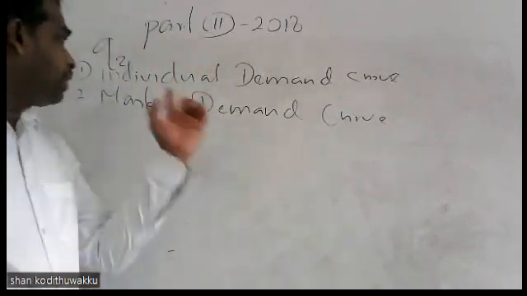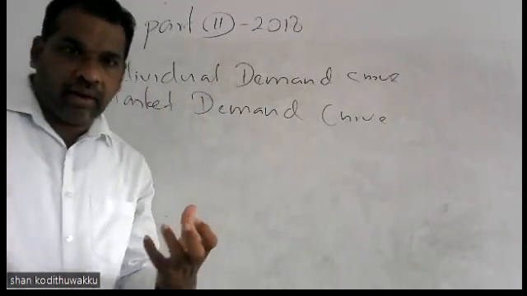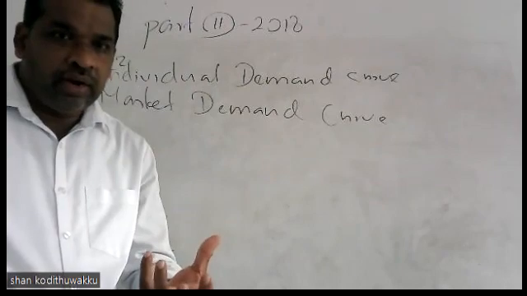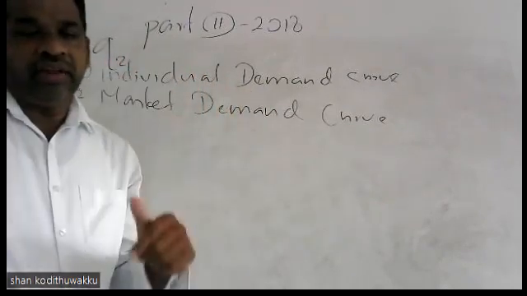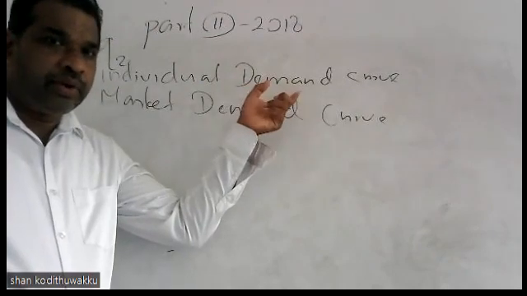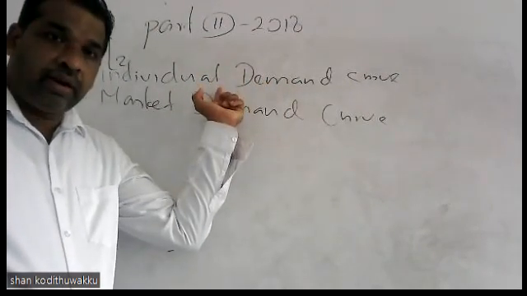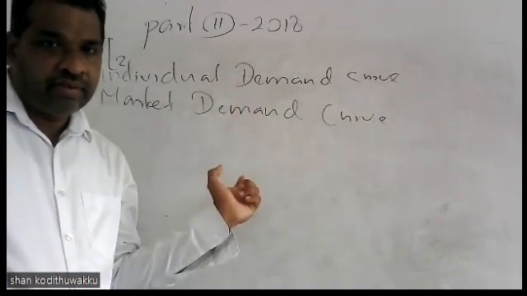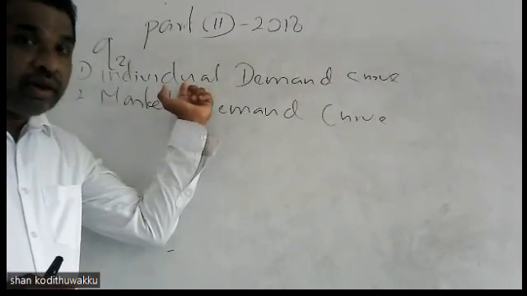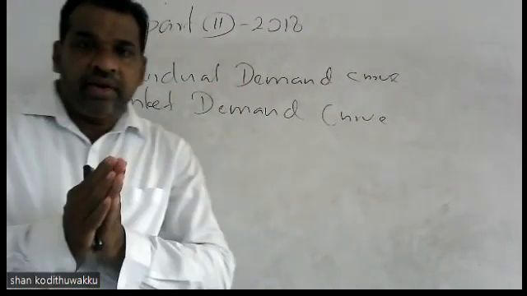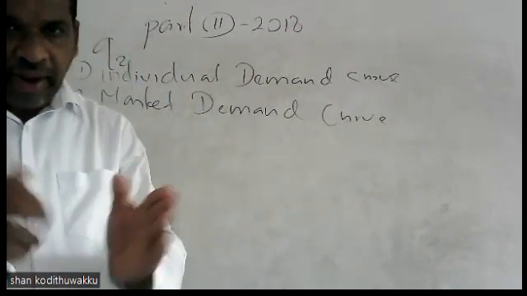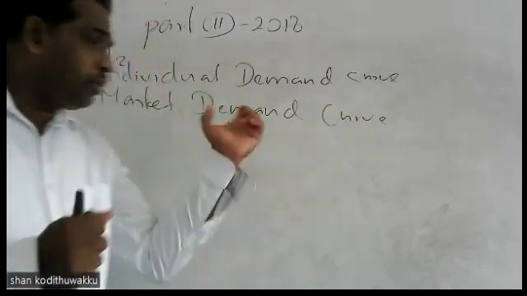Then what is individual demand? Individual demand is the quantity demanded at each price by an individual during a certain period of time. What is the individual demand curve? If you draw a line to represent different quantities demanded and different prices during a certain period of time related to an individual, it is called the individual demand curve. It is a diagram which shows the relationship between quantity demanded at each price by an individual during a certain period of time.